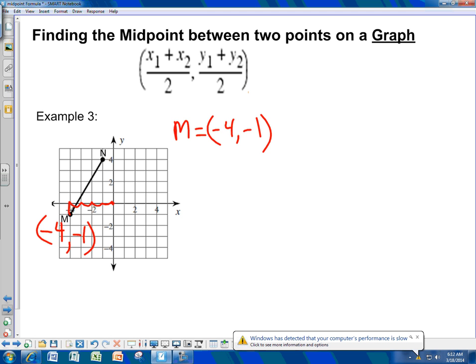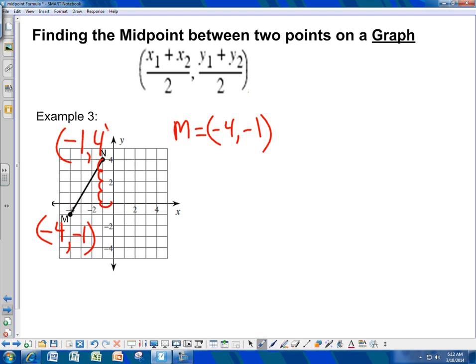To find the n, the second point, we're going to do the same thing. Start from the center. We're going to move 1 to the left, so that's negative 1 for the n. But then we're going to move 1, 2, 3, 4 up. So negative 1, 4. That's my n value.